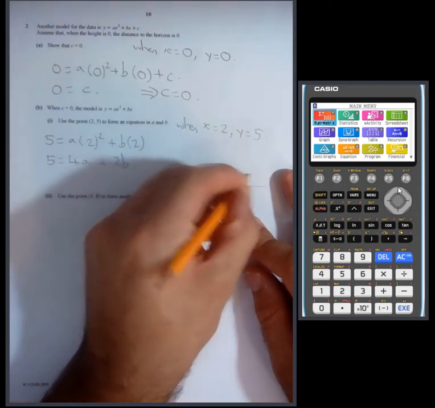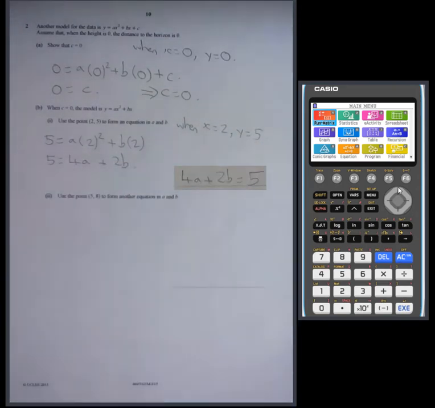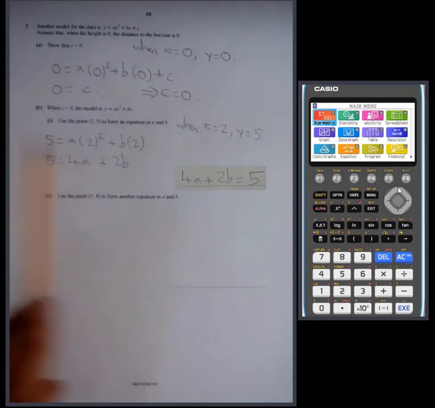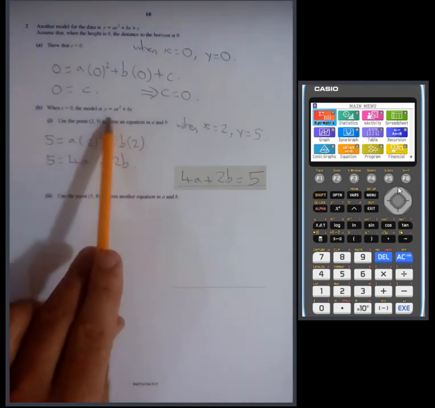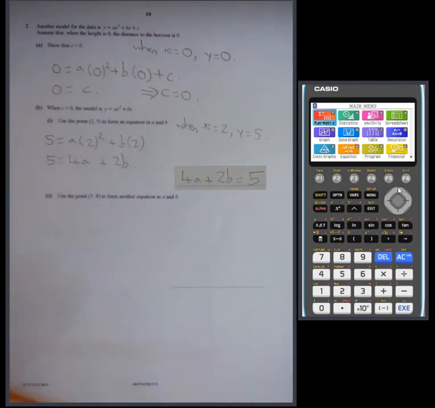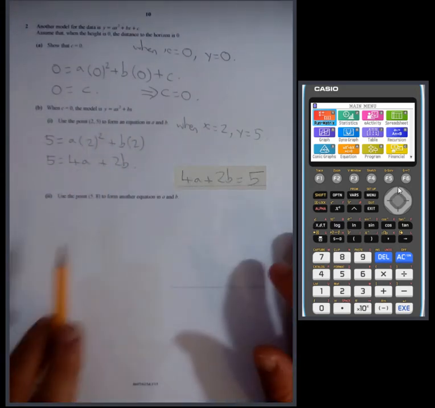The reason why I'm doing that is because I can kind of see where it's leading. It's leading towards simultaneous equations. And the real clue is we've got 2 things we're going to find. We're looking for an unknown a and an unknown b. And if you look at part 2, we've been given another piece of information. We've been given 2 pieces of information, and 2 things to find. It's going to be simultaneous equations.